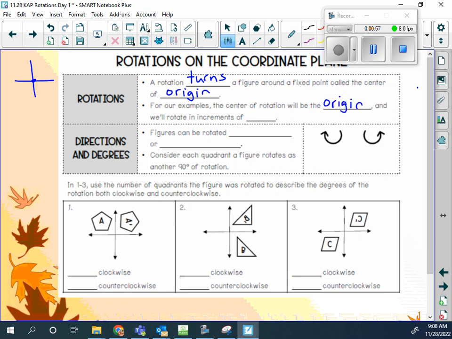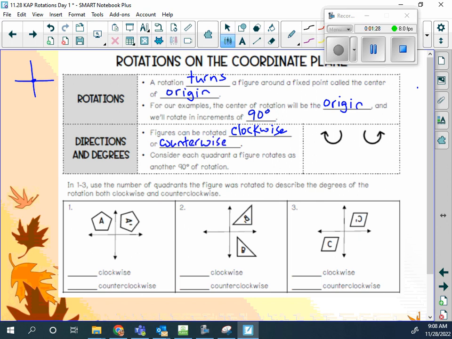And we're going to rotate in increments of 90 degrees. What does that mean? 90 degrees. How much of a turn? A whole out of a circle? A fourth, a quarter turn, that's right. Okay? Now this is super important direction-wise. Figures can be rotated clockwise or counterclockwise.